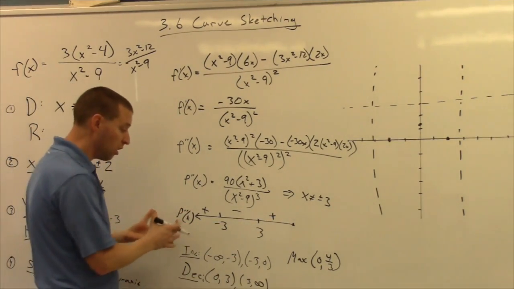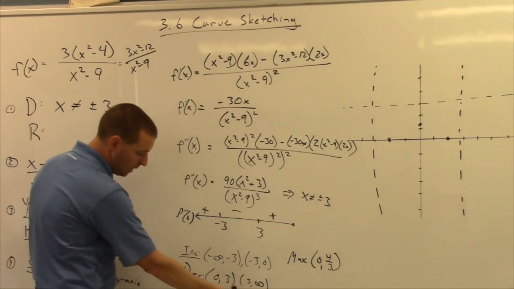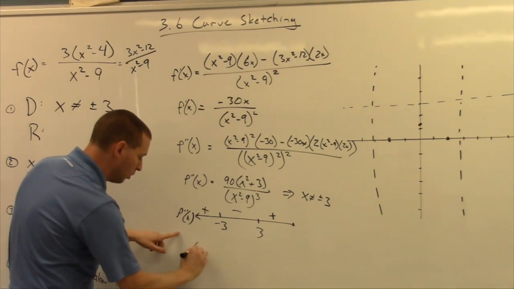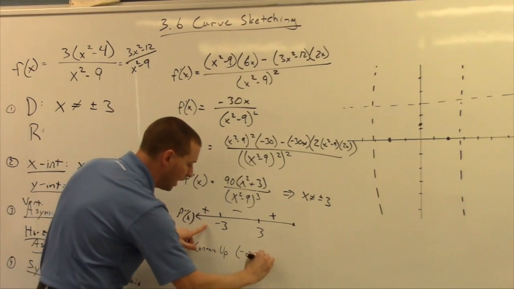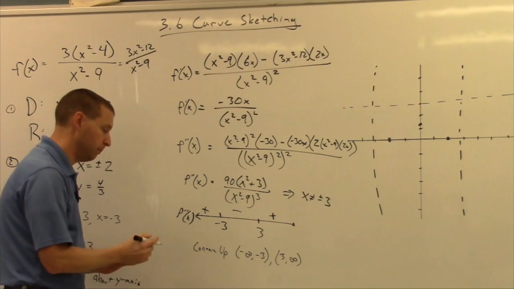So again, when I'm looking at my function, I know now a little bit more. Let me erase this. I know that I'm going to be concave up from negative infinity to negative 3, and from 3 to infinity, I'm concave up.